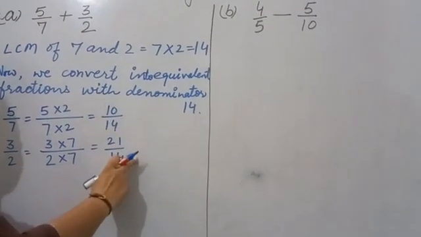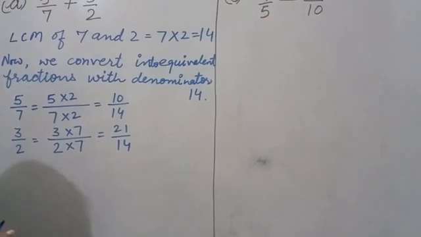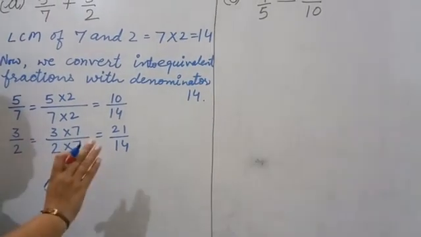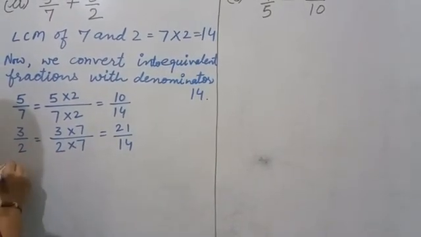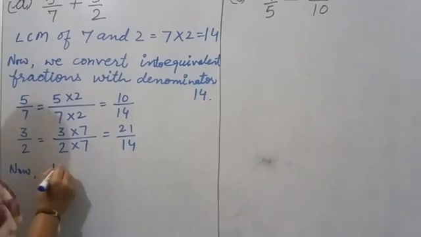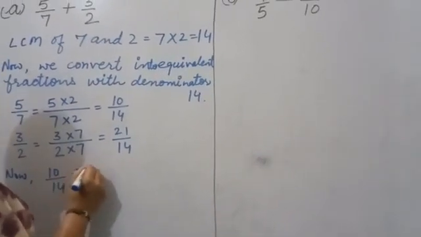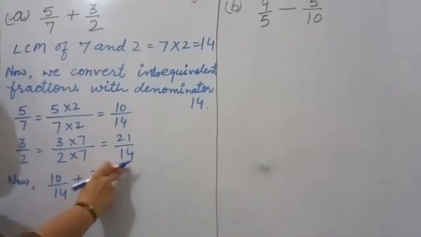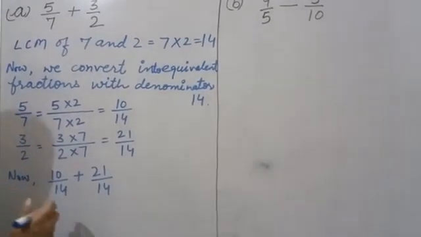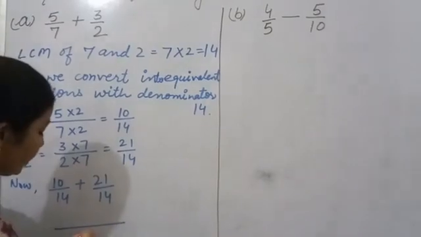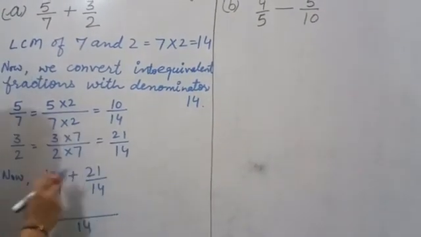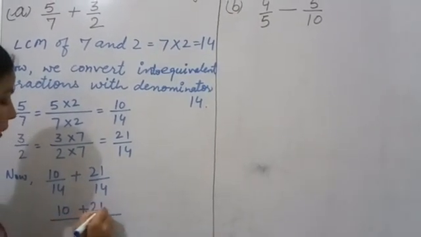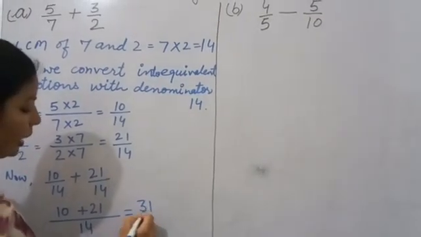Now these have the same denominator, and addition with the same denominator you have done in the previous exercise also, in class 4th, in class 3rd also. So whenever we have the same denominator, we can directly add. So now 10 upon 14 plus 21 upon 14. Now these fractions are changed into equivalent fractions with denominator 14. So we take the common denominator 14. Now it becomes simple addition. In the numerator, 10 plus 21 is 31 upon 14.